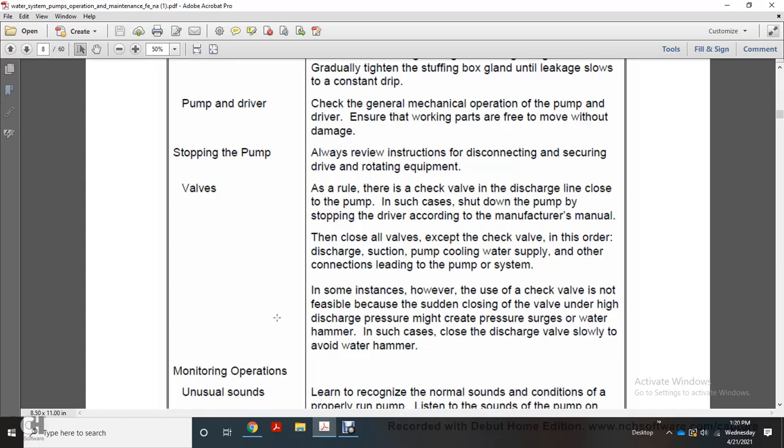In some instances, however, use of the check valve is not feasible, because suddenly closing the valve under high discharge pressure might create pressure surges or water hammer. In such cases, close the discharge valve slowly to avoid water hammer.